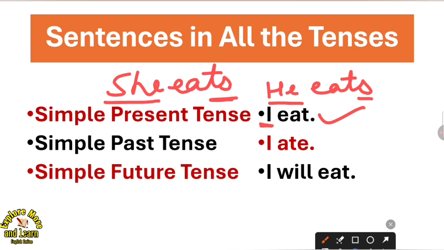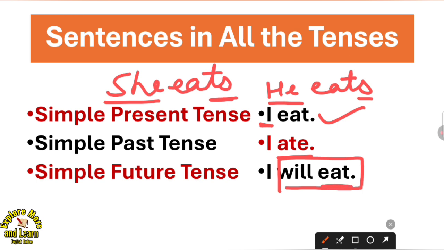And simple past, the same thing. There is no issue. You will say I ate, he ate, we ate, you ate, like that, because we use second form of the verb, past form of the verb with all the pronouns. Then simple future, I will eat, he will eat, she will eat. Whatever the pronoun is, we will follow the same structure, will and base form of the verb. So this is a structure.